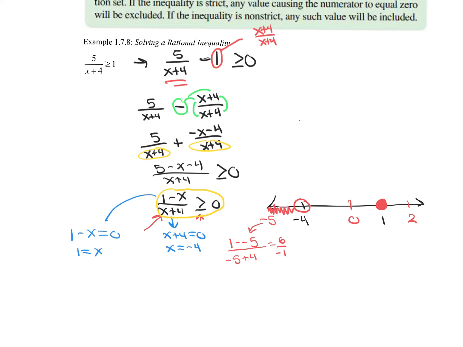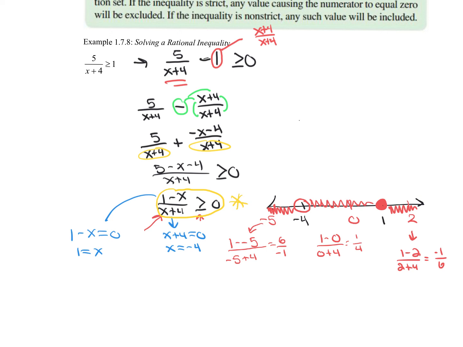For 0, I get 1 minus 0 over 0 plus 4, which is 1 over 4, which is positive, so I'm going to shade above. And then for 2, I get 1 minus 2 over 2 plus 4, which is going to be -1 over 6, so I'm going to shade below.